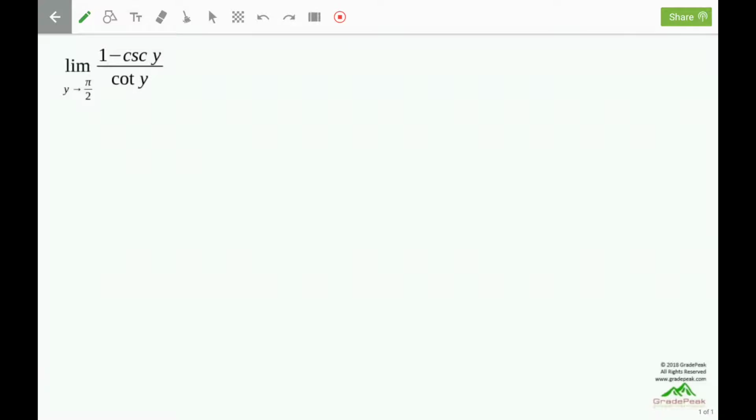The limit as y goes to pi over 2 of 1 minus the cosecant of y over the cotangent of y. The first thing we're going to do is try plugging pi over 2 in for each of the y's. So that'll give us 1 minus the cosecant of pi over 2 divided by the cotangent of pi over 2.